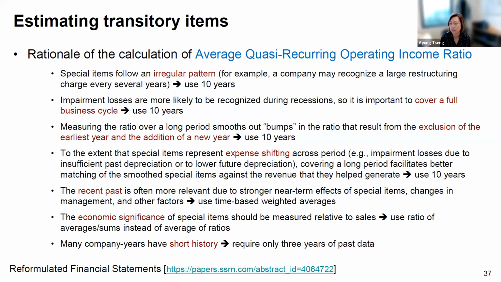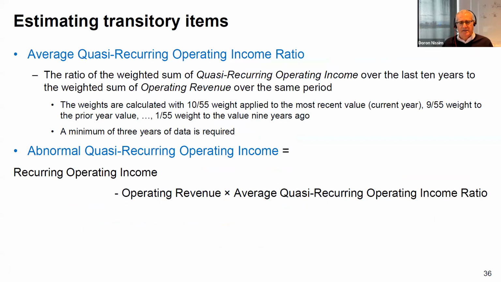So this is basically the algorithm that I use. I estimate the normal level of these items, impairment, restructuring, and so on. How do I estimate it? I look up to 10 years back. I require a minimum of 3 years back, but I look back up to 10 years. But I put bigger weight on the more recent values than on the distant past. So 10 years ago gets very little weight in the calculation. The last year gets quite a lot of weight.